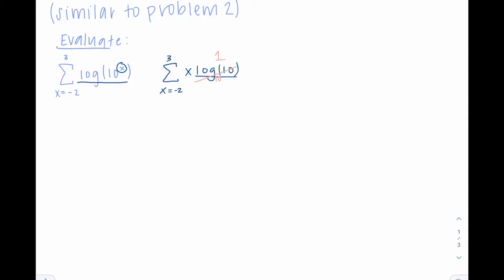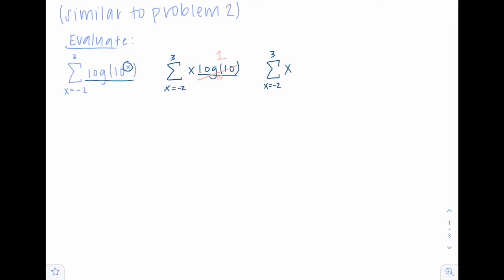So then when we rewrite this sum, we're going to get the sum of x equals -2 to 3 of x. So from here, this should be pretty simple for you guys, but we're just going to keep going, finish out the problem. So we have the sum from -2 to 3 of x. So we're just going to plug in our values into the function and see what we get. So the first thing, we're going to plug in -2 for x.